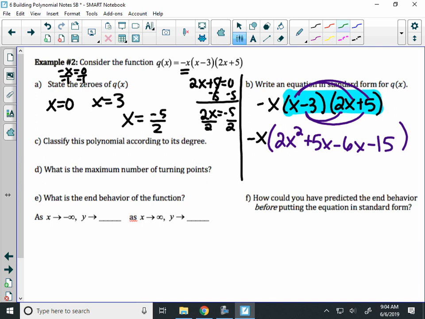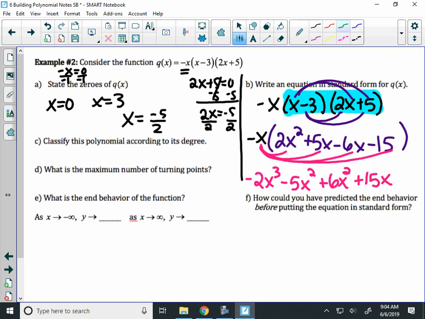Now what you can do is distribute the -x into each of the 4 terms, and then we'll collect like terms. So I'll have -x times 2x squared is -2x cubed, minus 5x squared, plus 6x squared, plus 15x. And you can go ahead now and combine those like terms. I'll write this down below: -2x cubed plus 1x squared plus 15x. And that would be your final standard form.